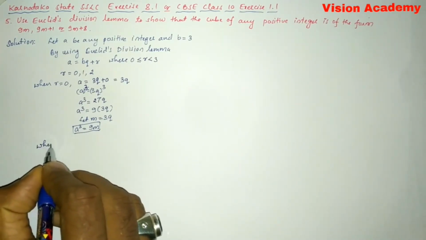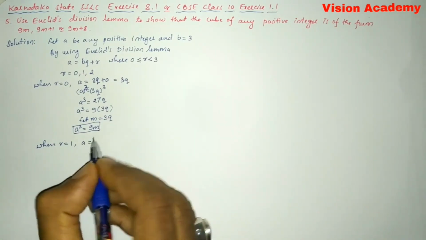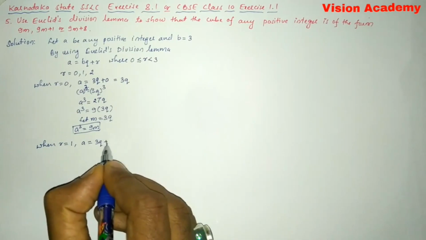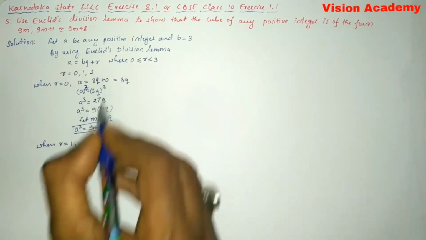When r is equal to 1, then a is equal to 3q plus 1, because remainder is 1.